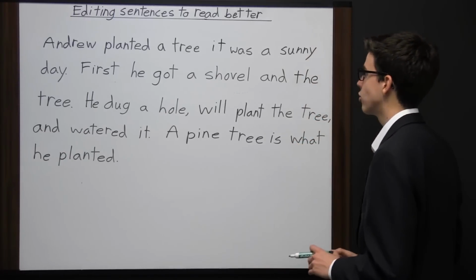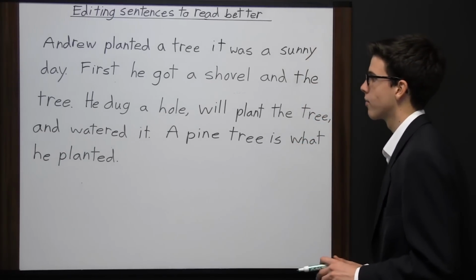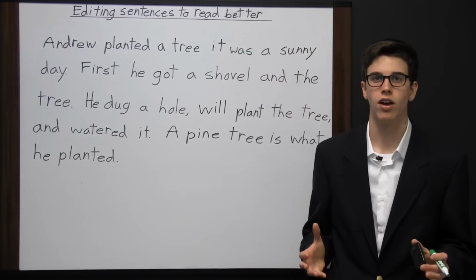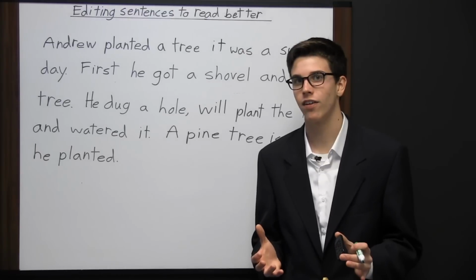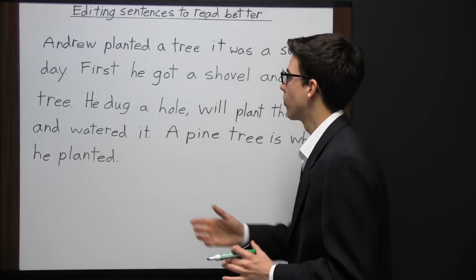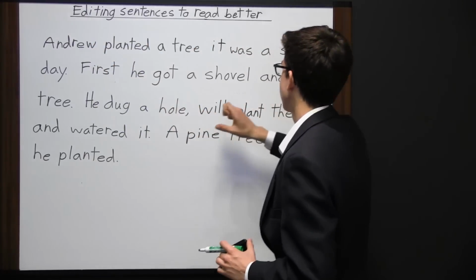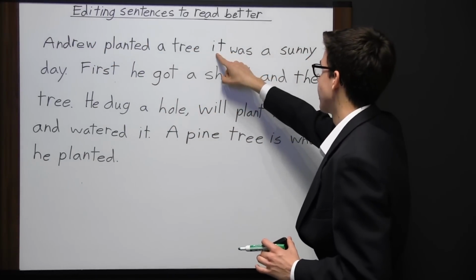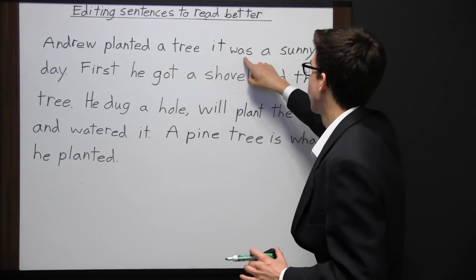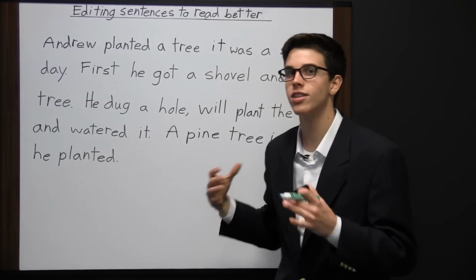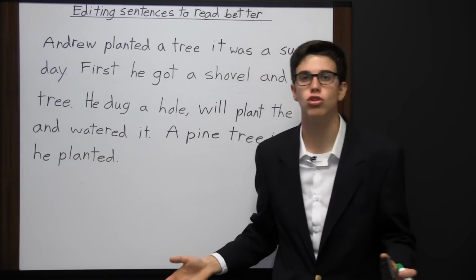The first sentence says, Andrew planted a tree. It was a sunny day. What we have here is a run-on sentence. That's 2 sentences that are just connected together in an incorrect way. So this first phrase, Andrew planted a tree, has a subject and a verb, so it's a whole sentence. And the second phrase says, it was a sunny day, so we have the subject, it, and the verb was. So these are 2 sentences that are joined together incorrectly. So a run-on sentence is a sentence that just goes on too long.